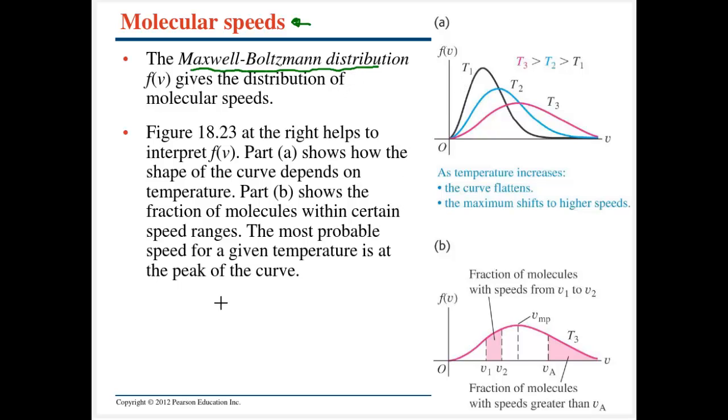The real key is that this speed is going to be related to the temperature, and this is going to be a distribution of velocities right here. If I increase the temperature of my gas, this most probable velocity is going to increase, and actually the distribution is going to slightly widen.